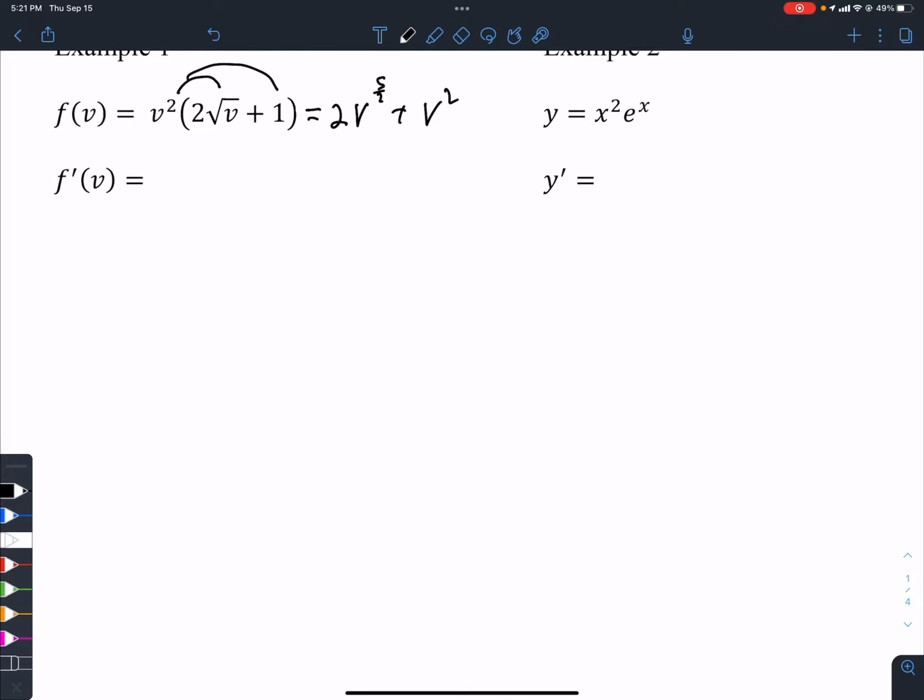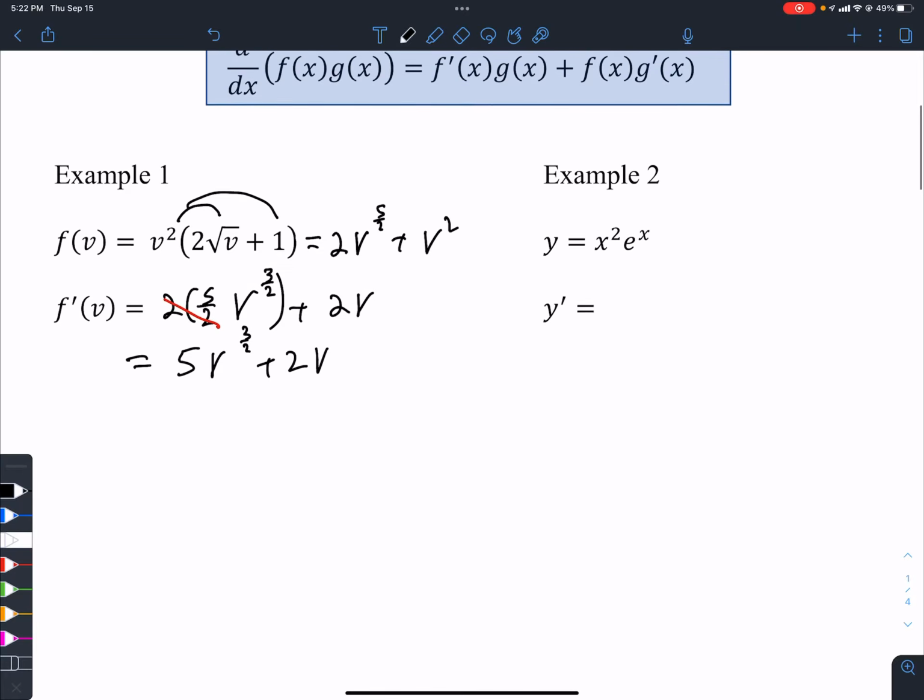Okay? Now we use the power rule. You bring the 5/2 in front. You decrease the power by 1, so 5 halves minus 1 is going to be 3 halves. And using the power rule there, I get that. And then these 2's cancel. This was much, much easier. 5v to the 3 halves plus 2v. So sometimes it's easier if you rewrite it. Sometimes it's easier doing the product rule. It just depends, and you'll get a feel for it.